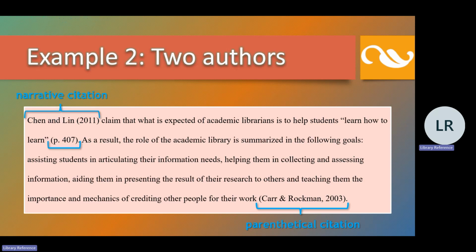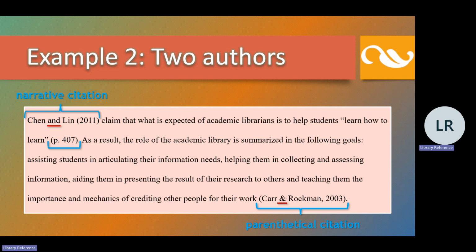And then we have an example of a narrative citation at the beginning of the paragraph. Chen and Lin, 2011, claim that blah, blah, blah. I want you to notice that if I use a narrative citation, I have to connect the two authors with the word and. If I select to use a parenthetical citation, I will connect the two authors with the ampersand, the symbol for and.